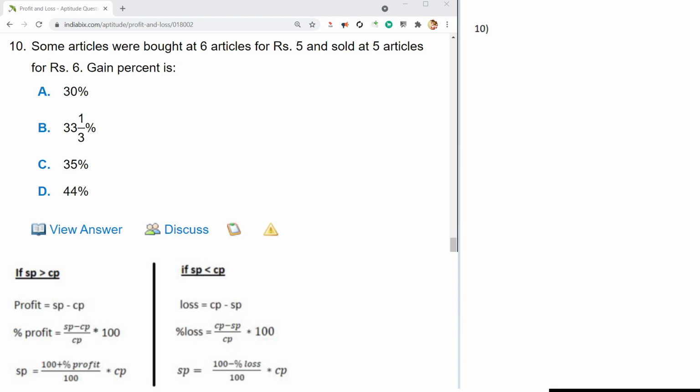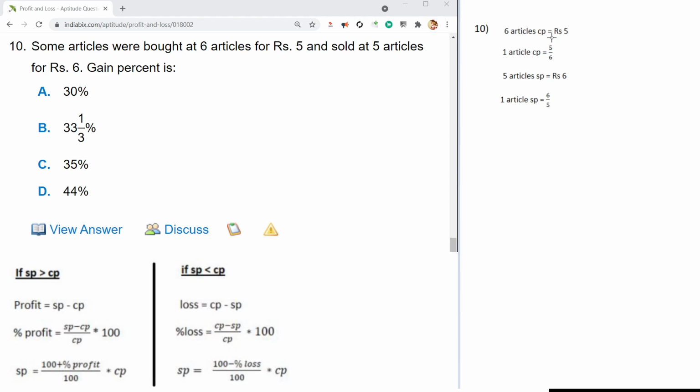Let's see problem number 10. Some articles were bought at 6 articles for 5 rupees and sold at 5 articles for 6 rupees. What is the gain percentage? Initially 6 articles are bought at 5 rupees. That means 6 articles cost price is 5 rupees, which means 1 article cost price is 5 by 6, and sold at 5 articles for rupees 6. That means 5 articles selling price is 6 rupees, which means 1 article selling price is 6 by 5.